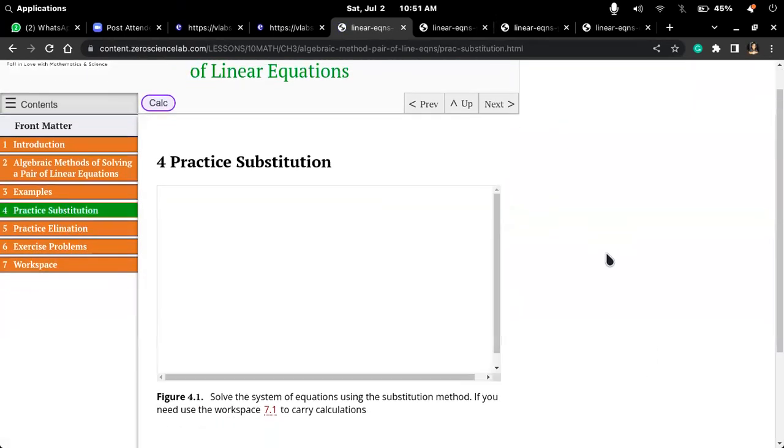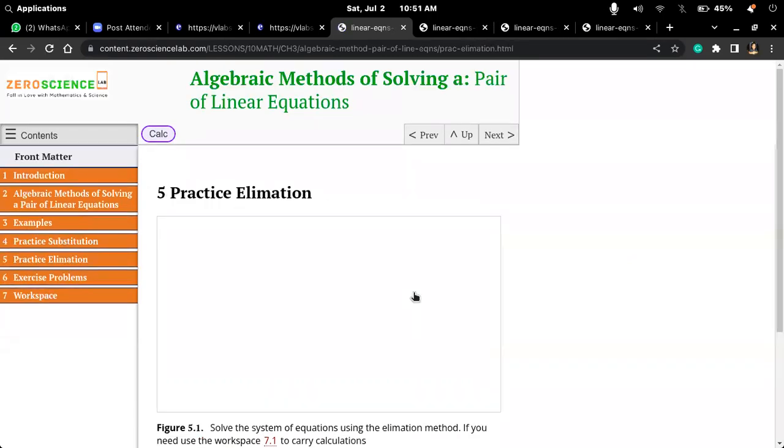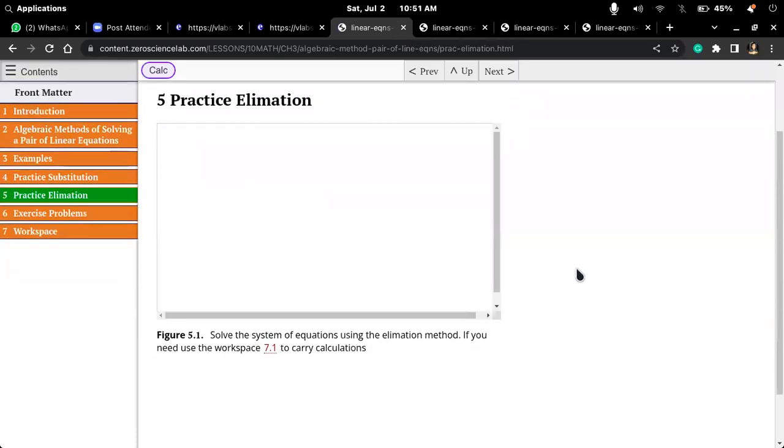So to practice them, this is the one. Substitution method. And this is the practice quiz for elimination method.